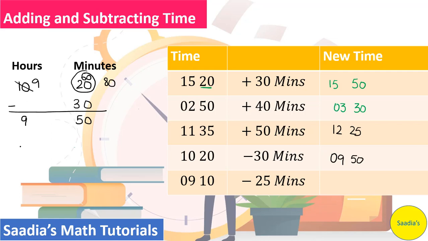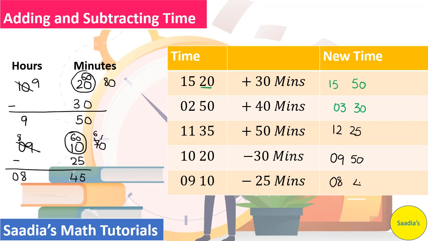Last one. We have 9 hours and 10 minutes and we need to subtract 25. Again, 10 is a smaller number, 25 is a bigger number. We need to borrow. And when we borrow 1 hour, it means 60 minutes. And this number becomes 70. So we have to subtract 25 minutes from 70 minutes. 5 minus 0, we can't do it. So borrow. 10 minus 5 is 5. 6 minus 2 is 4. And 8. So we have 8:45.